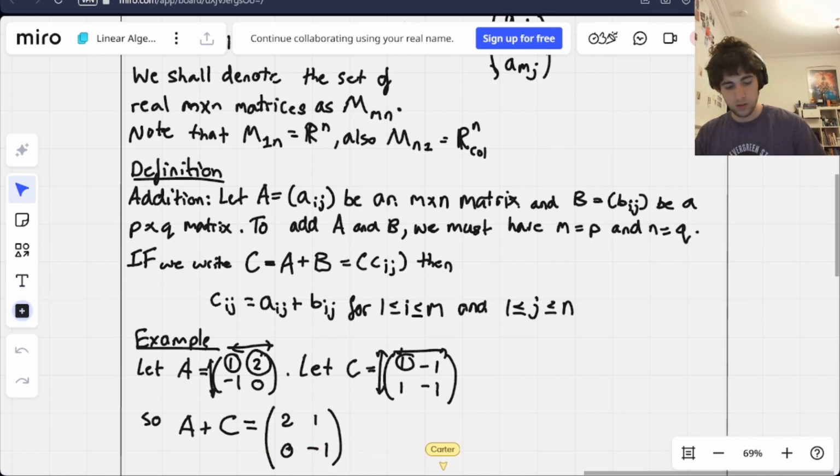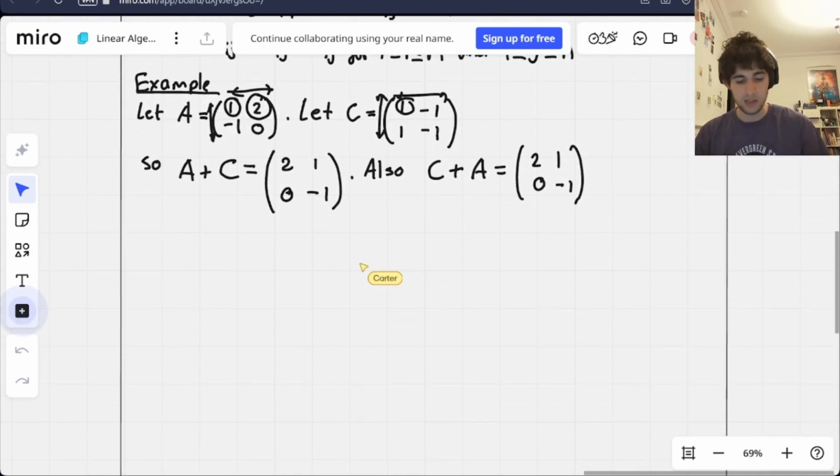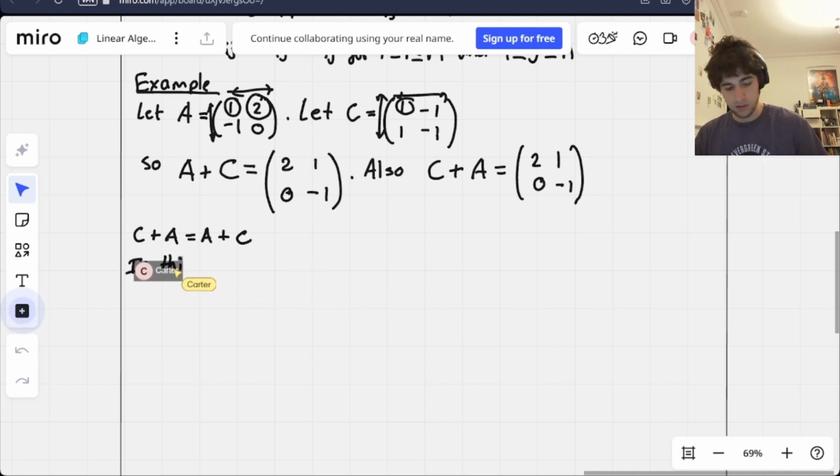We also have that the matrix C plus the matrix A is going to be 1 plus 1 is 2, minus 1 plus 2 is 1, 1 plus minus 1 is 0, and minus 1 plus 0 is minus 1, right? So we notice that C plus A is actually going to be equal to A plus C. So clearly the matrix C plus the matrix A is equal to the matrix A plus the matrix C. Then the question we have is, is this true in general?